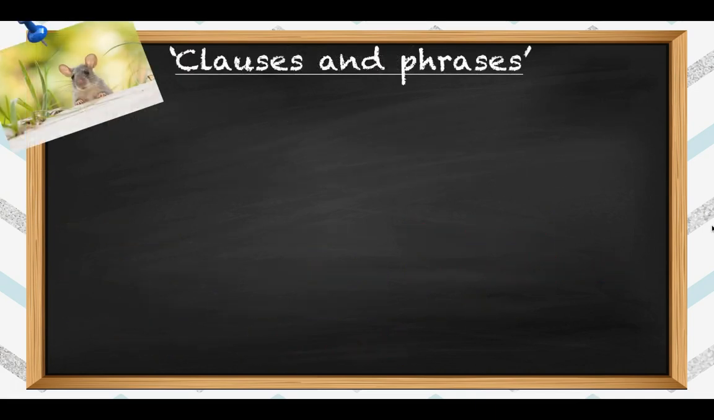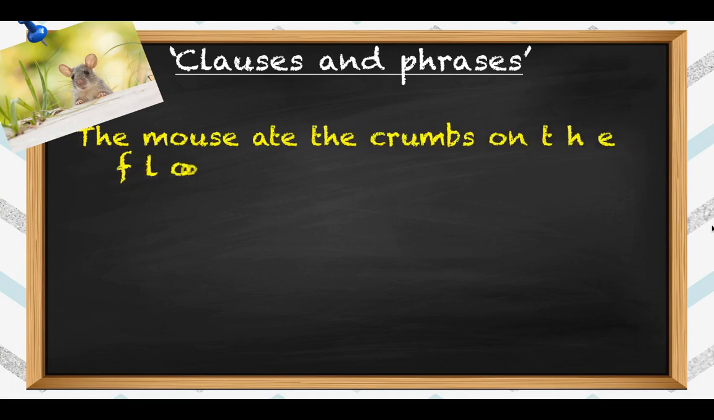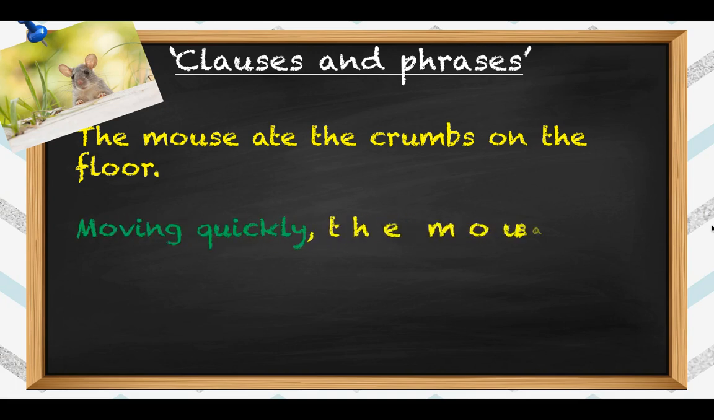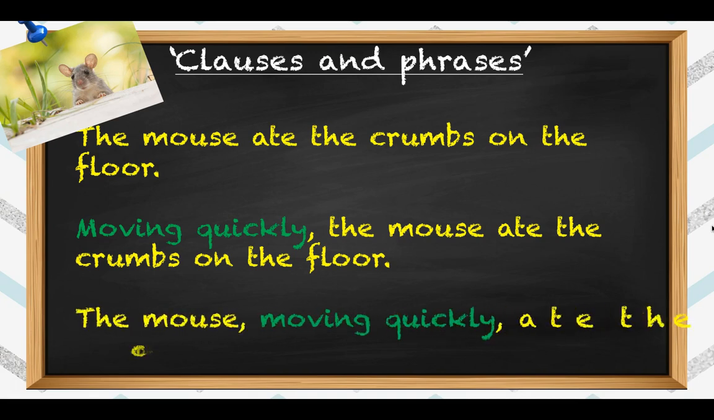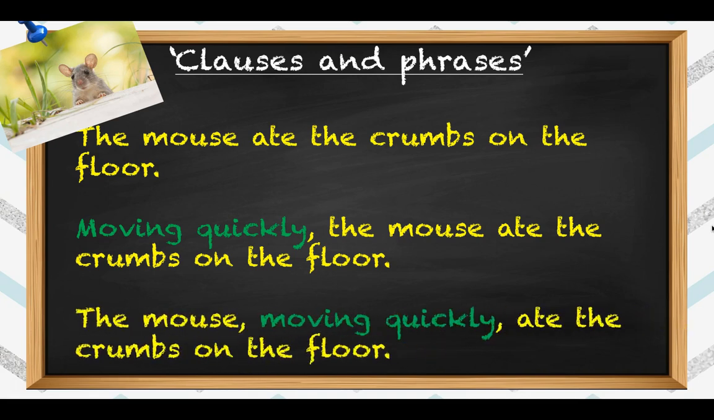For example, if we take that second phrase, moving quickly, we could use it with a clause such as the mouse ate the crumbs on the floor. And it becomes: moving quickly, the mouse ate the crumbs on the floor. Or: the mouse, moving quickly, ate the crumbs on the floor. But notice what we have to do when we put a phrase and a clause together. We need to use commas to separate them.